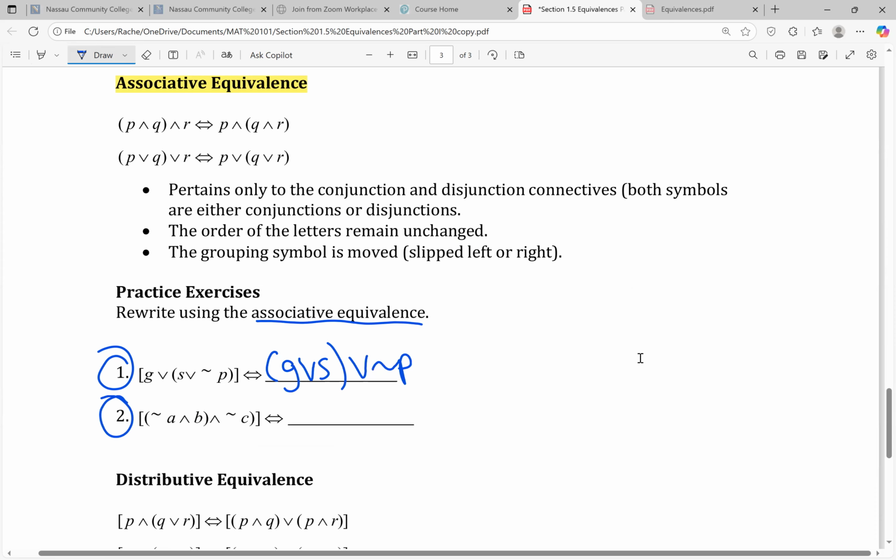We'll do one more. So this one we have not A and B and not C. So the not A and B are grouped together and then conjoined, right? The conjunction with not C. So let's just regroup, and now let's move the grouping symbols, the parentheses, to the right, and we'll group the B and the not C. So we would have not A and, let's group together, the B and not C. So that's another way to rewrite the same expression using the associative equivalence.